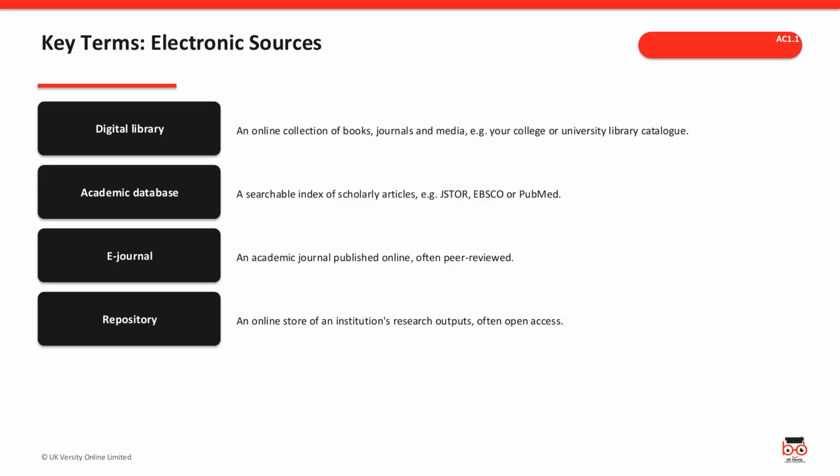Let's get a few terms straight so the rest makes sense. A digital library is an online collection of books and journals, like your college library catalogue, while an academic database is a searchable index of scholarly articles, such as JSTOR or EBSCO. An e-journal is simply an academic journal published online, and a repository is where an institution stores its own research, often free to access. You'll bump into all 4 the moment you start searching.